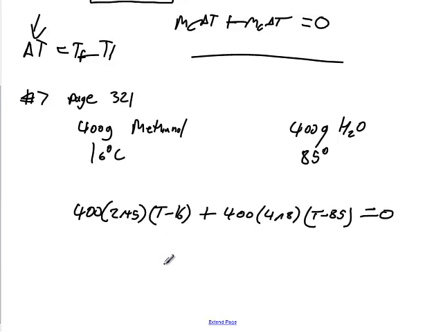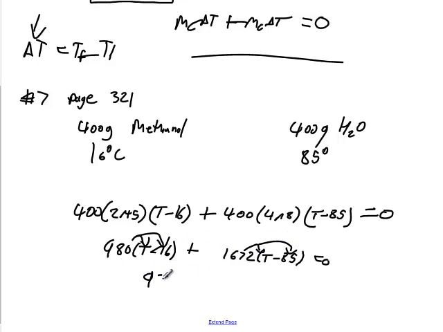Now, be careful. When you do this, don't drop a parenthesis or forget to distribute something, because you are actually doing math, you have to follow the rules. So 400 times 2.45 is 980 times T minus 16, plus 400 times 4.18 is 1672 times T minus 85. Don't forget to distribute this 980 to both of these and this 1672 to both of these.